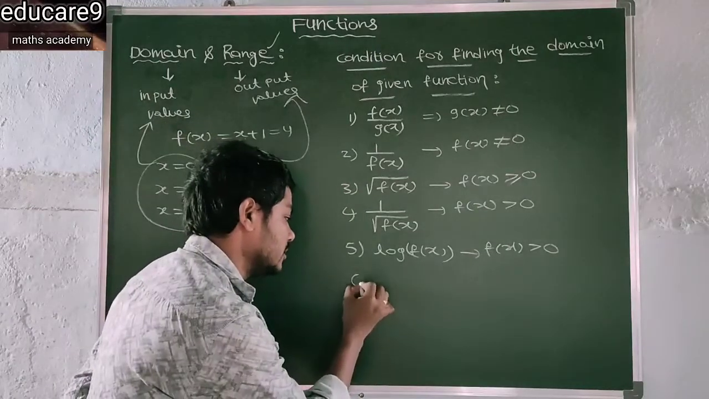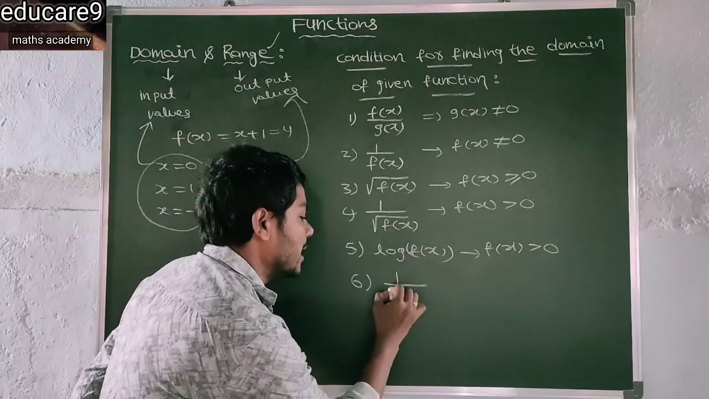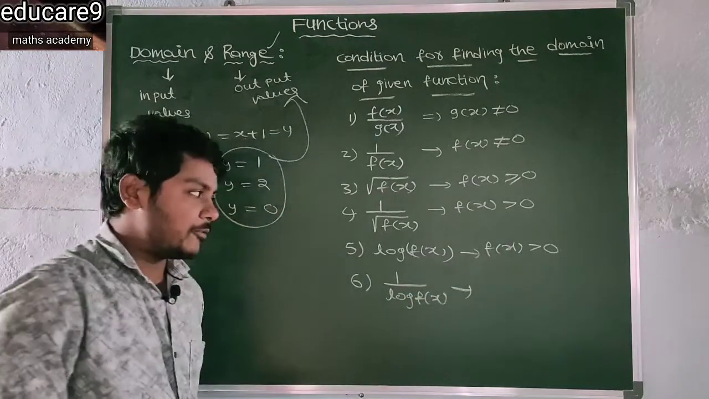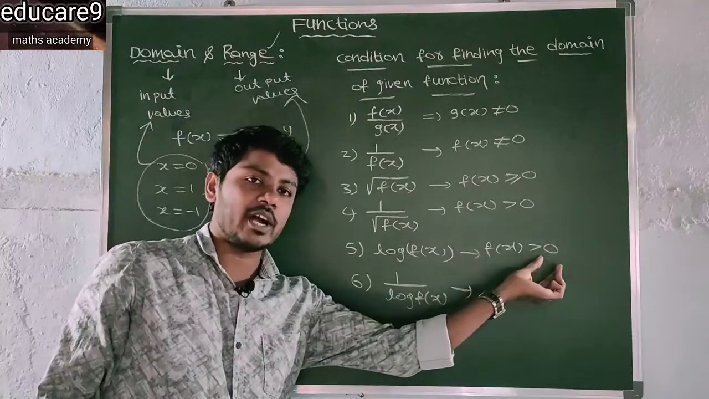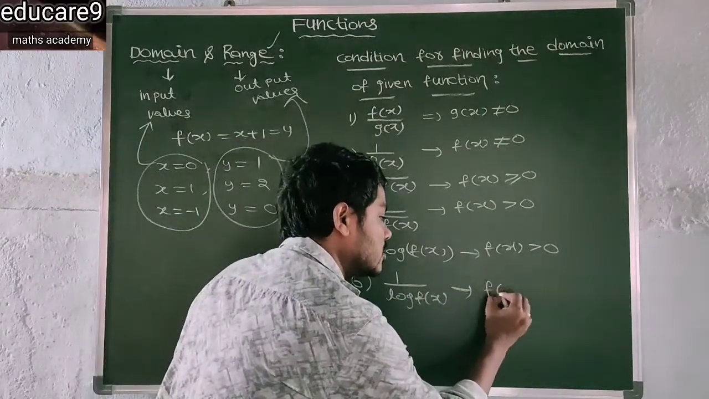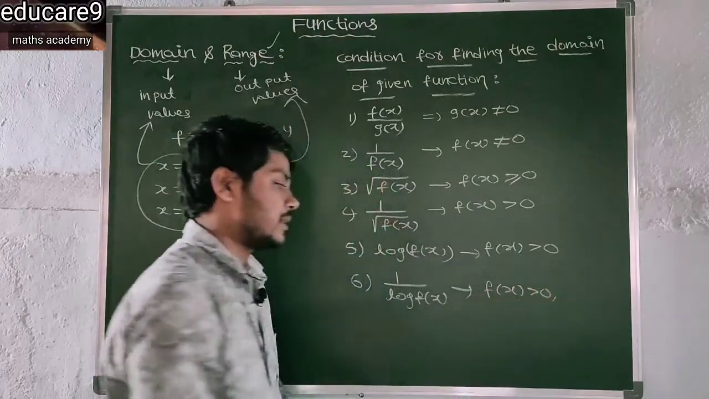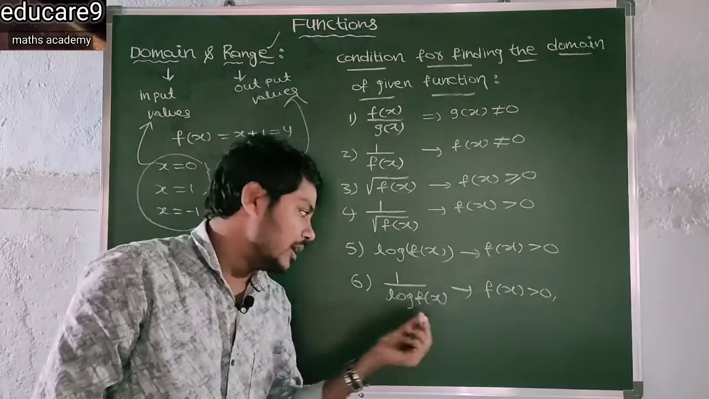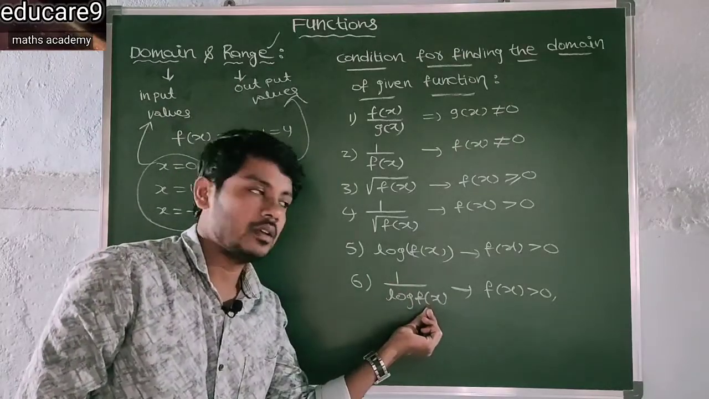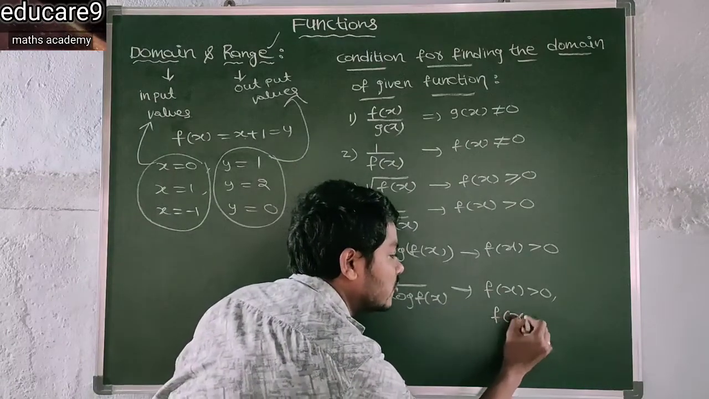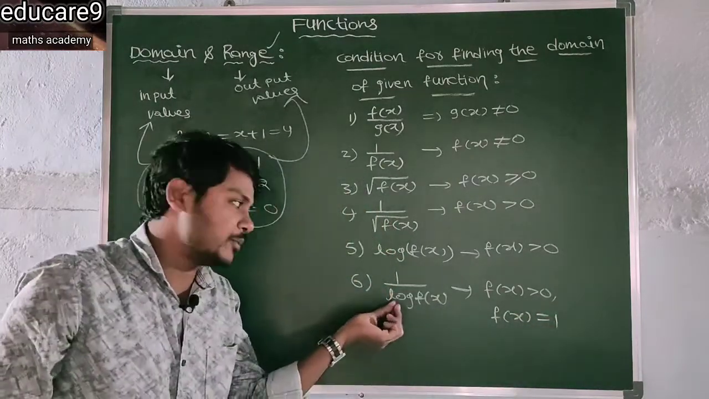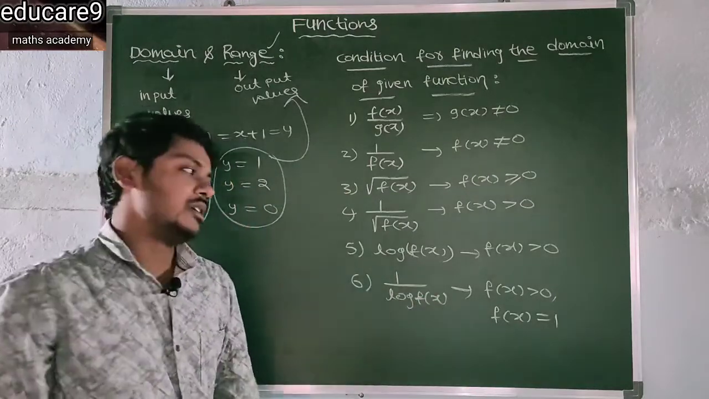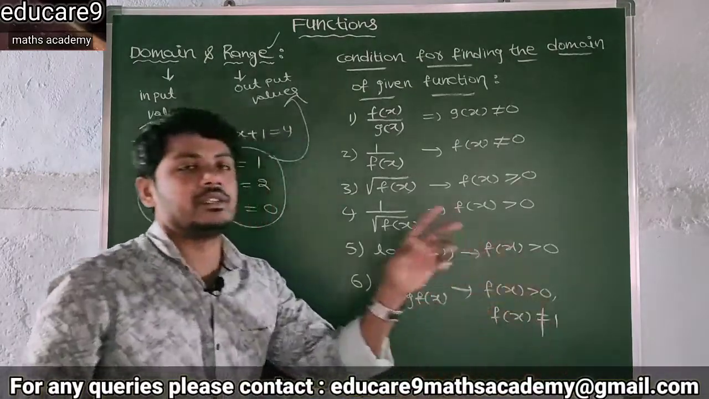And see the sixth one, 1 by log f of x. If log f of x is there, f of x is what? Greater than 0. And one more condition: whenever the denominator is 0, if f of x is 1, then it becomes 1 by log 1, that is 1 by 0. 1 by 0 is undefined. So clearly f of x is not equal to 1.